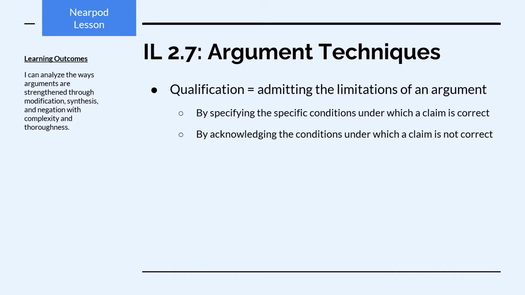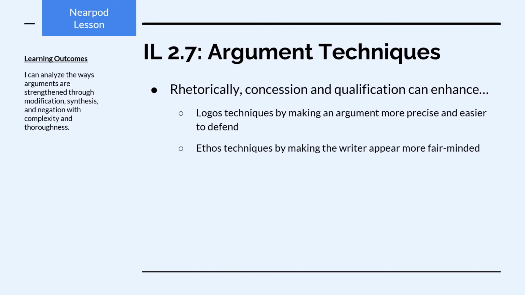Qualification, we've already discussed. Qualification is when you admit to the limitations of a particular argument by either specifying specific conditions under which a claim is correct or acknowledging the conditions under which a claim is not correct. Rhetorically, concession and qualification are both used for the same sort of effects. They can enhance logos techniques by making an argument more precise and easier to defend. They can also be used to enhance ethos techniques by making the writer appear more fair-minded.